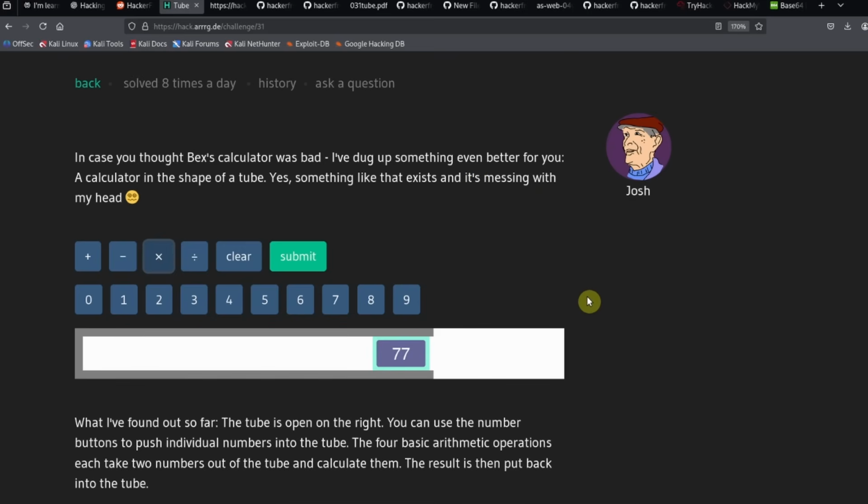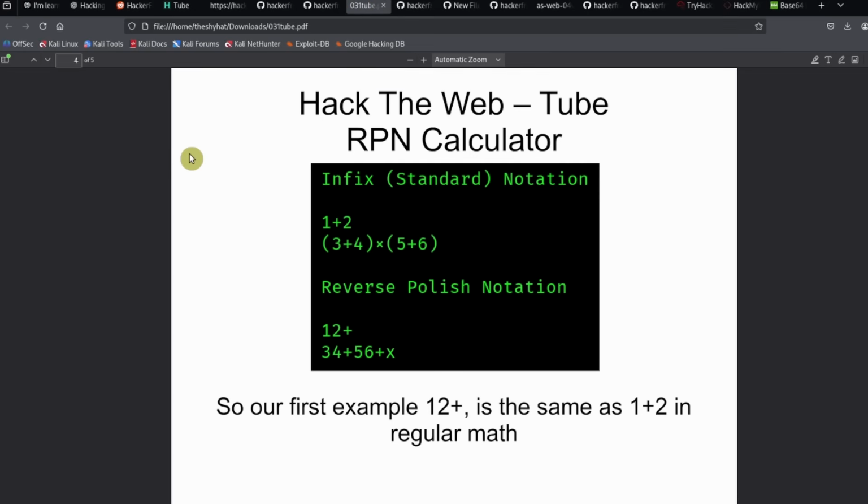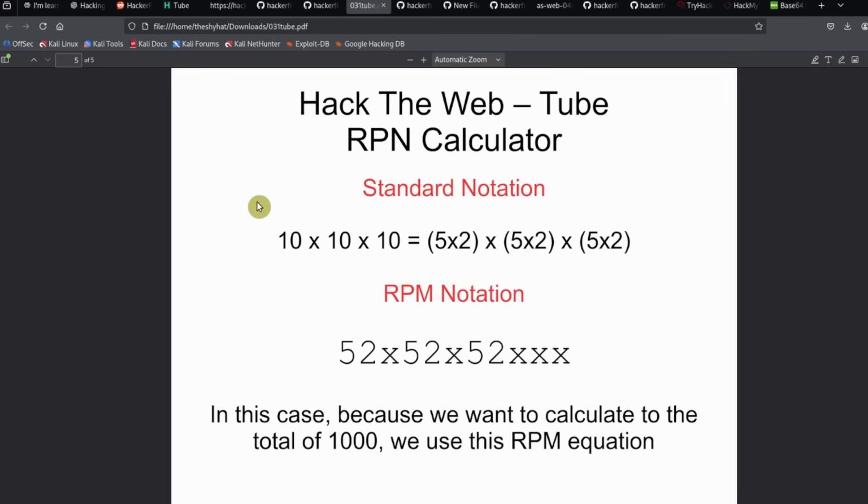So what we need to do is calculate to the number 1000 using this kind of calculator. The way we do that is with something like this. We can only put in single-digit numbers. So what we want to do is get to 1000. Normally you would do something like 10 times 10 times 10 to reach 1000. And in this case, it would be something like 5 times 2 times 5 times 2 times 5 times 2.